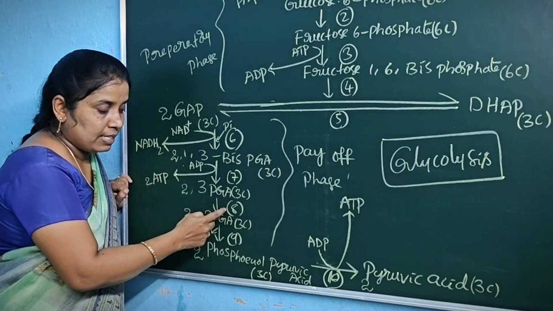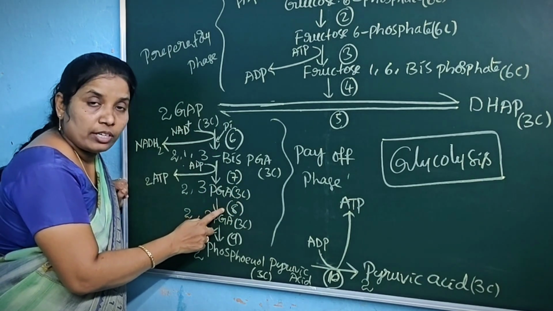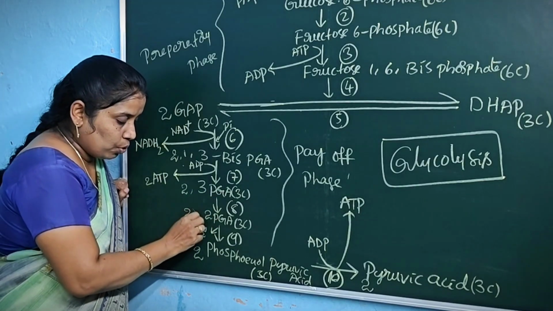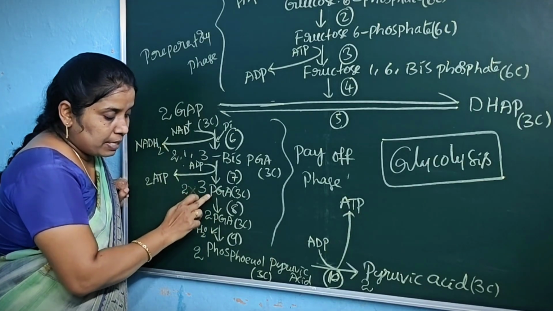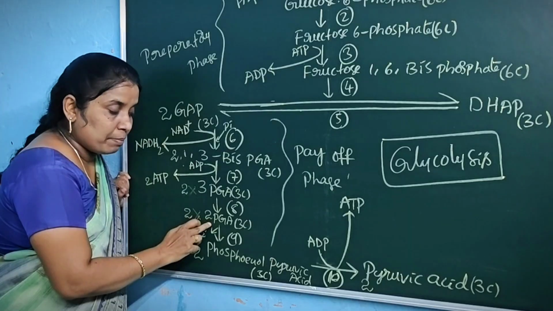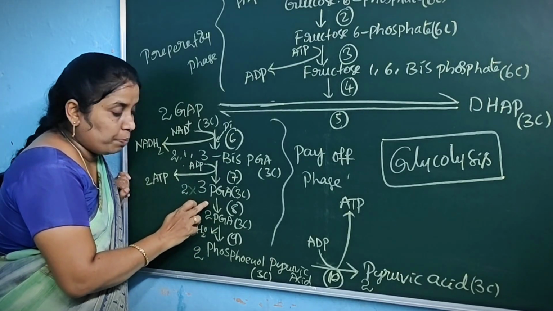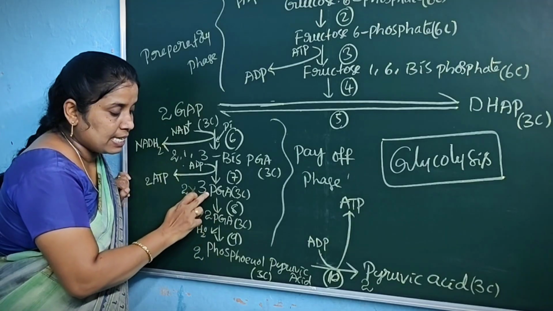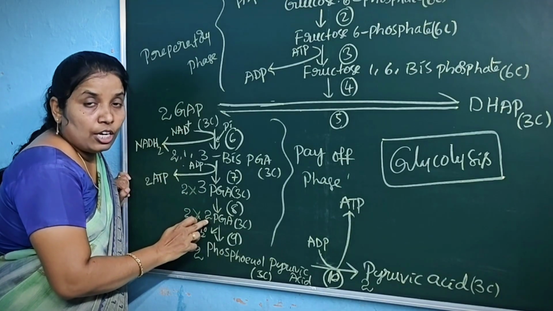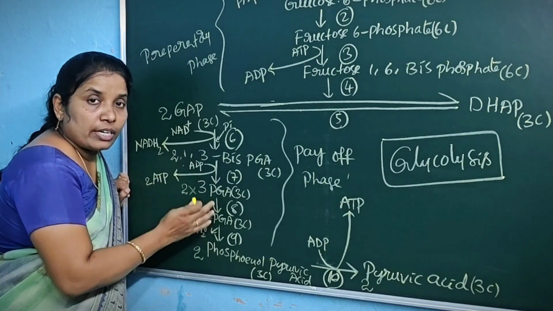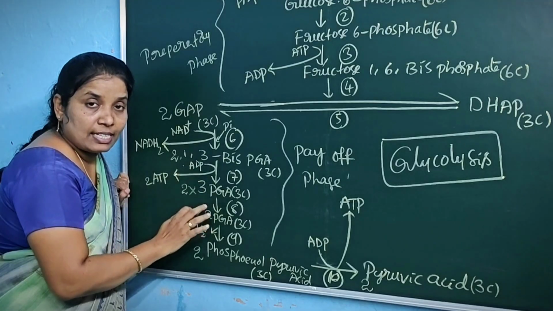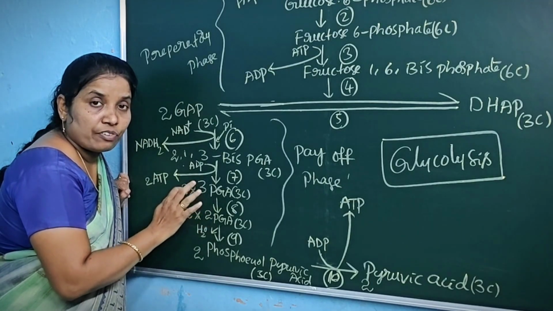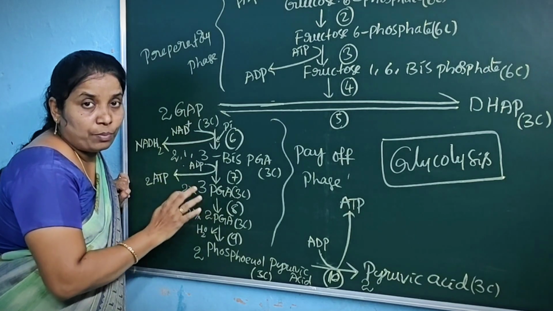So the next step, the 8th step, is nothing but an intramolecular shift. There 3-PGA converts into 2-PGA. Nothing but the phosphate group is shifted from the third carbon to the second carbon. That's why 3-PGA converts into 2-PGA. This intramolecular shift occurs in presence of an enzyme phosphoglyceromutase.